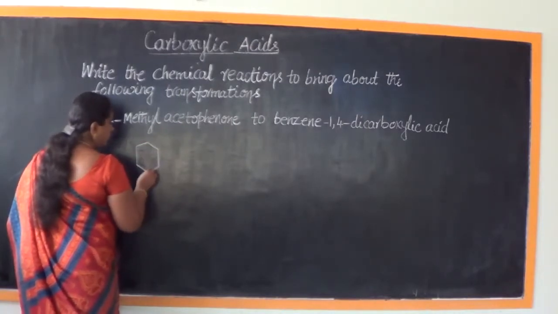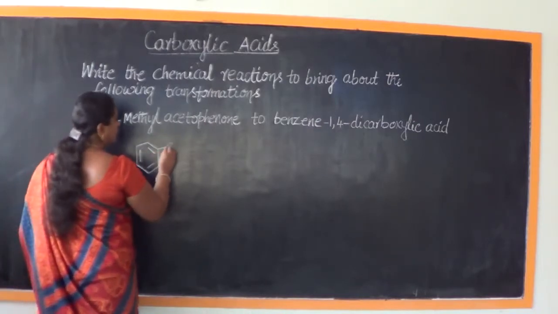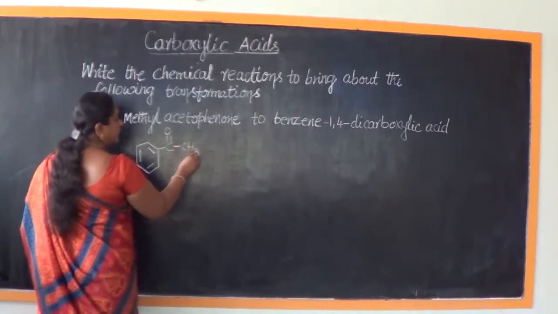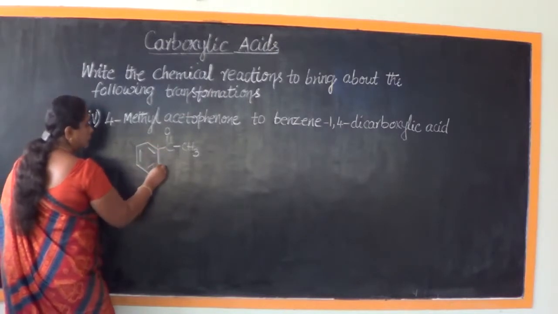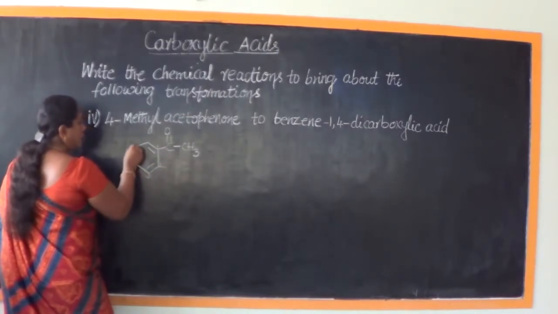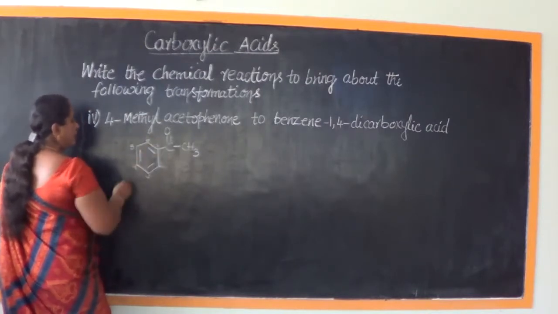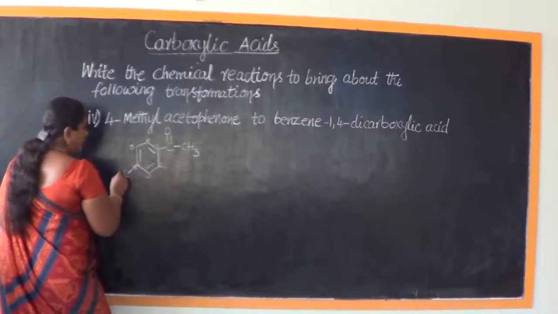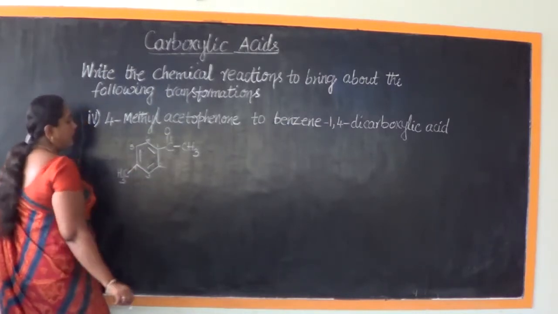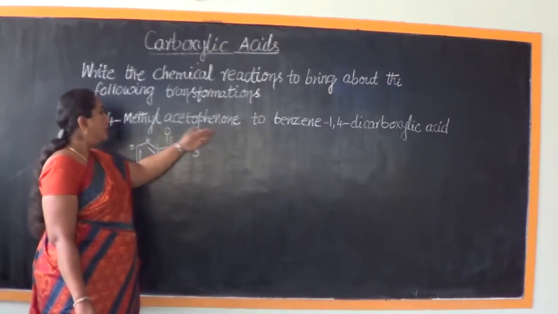Structure of 4-methyl acetophenone. So, COCH3. This is acetophenone, and then 1, 2, 3, 4, 5, 6. This is how we can number the carbon atoms. Therefore 4-methyl, for the 4th carbon atom there is attachment of a methyl group. This would be the structure of 4-methyl acetophenone.